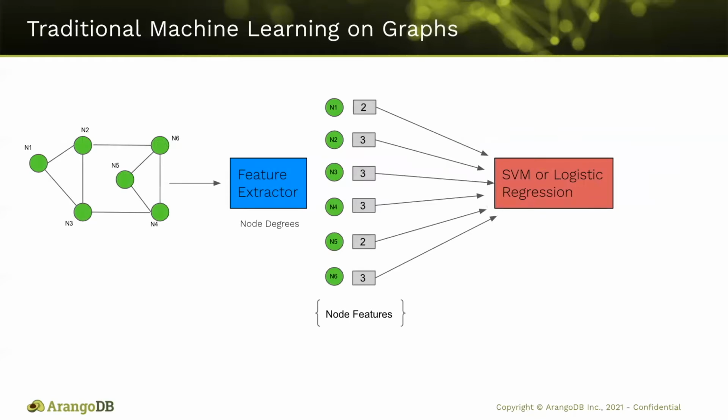Traditional machine learning on graphs follows a standard machine learning pipeline to extract structural information from graphs. We start with extracting some important graph statistics or features from a given graph. For example, it could be node degrees or clustering coefficient. Once these features are extracted manually, we can use them as an input to a machine learning classifier, for example SVM or logistic regression. On the slide, we can see the node degree features extracted from a given graph and used as an input to a machine learning classifier.